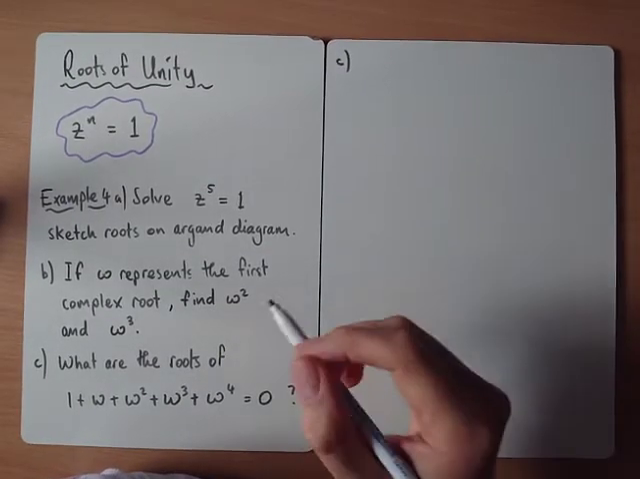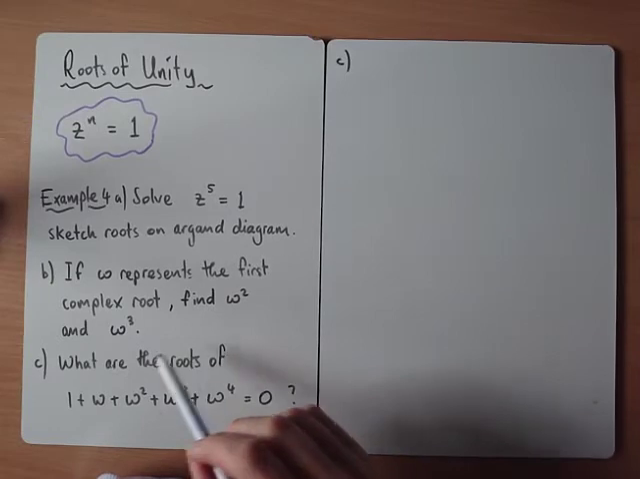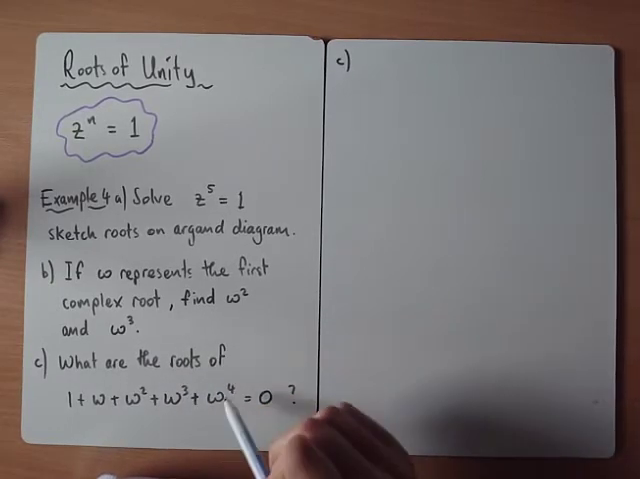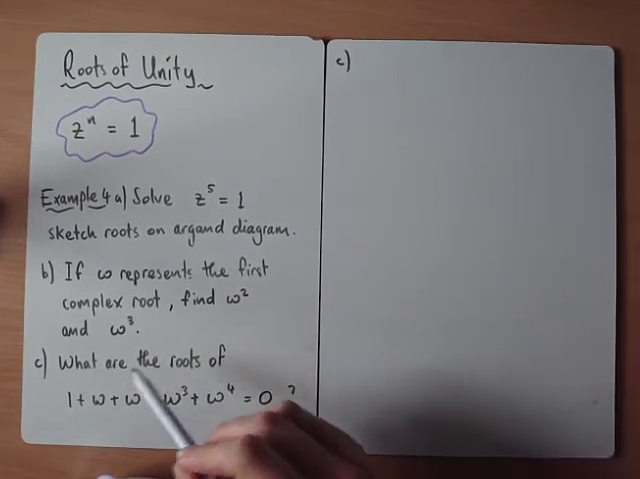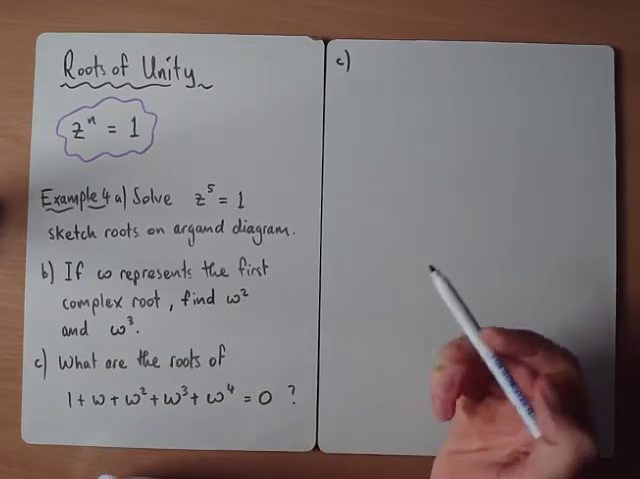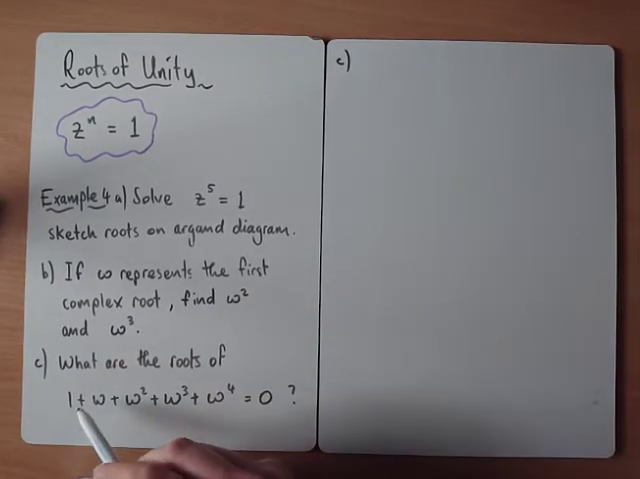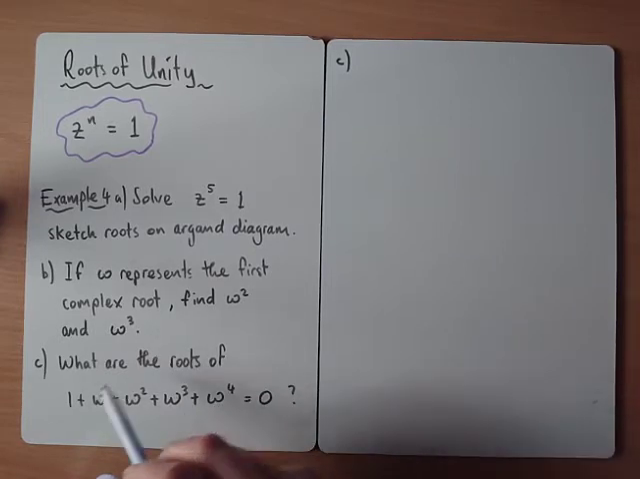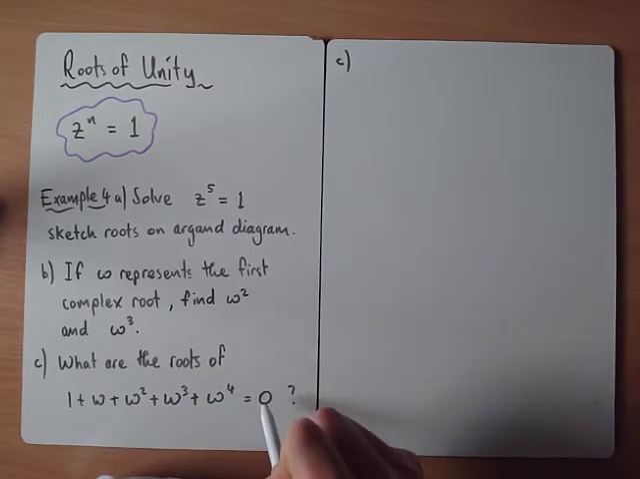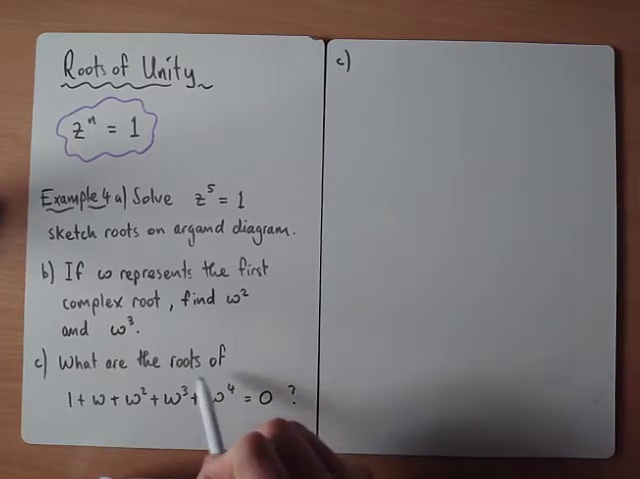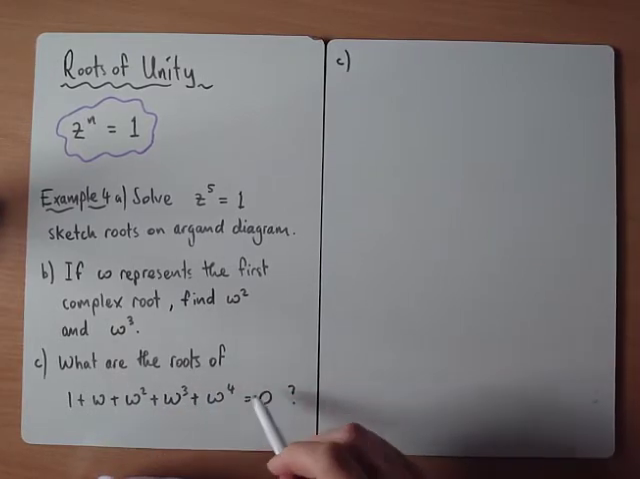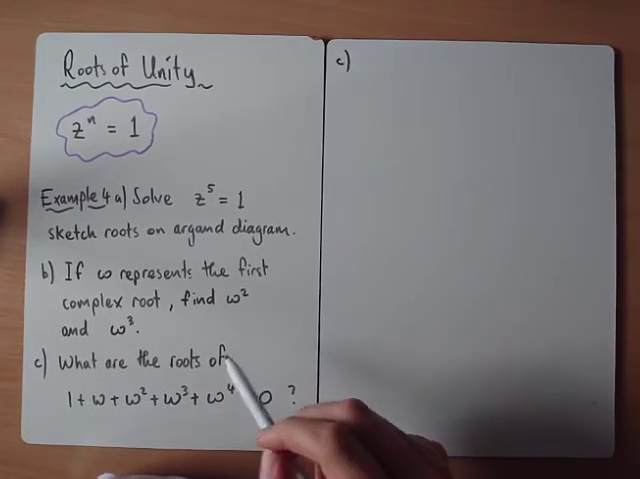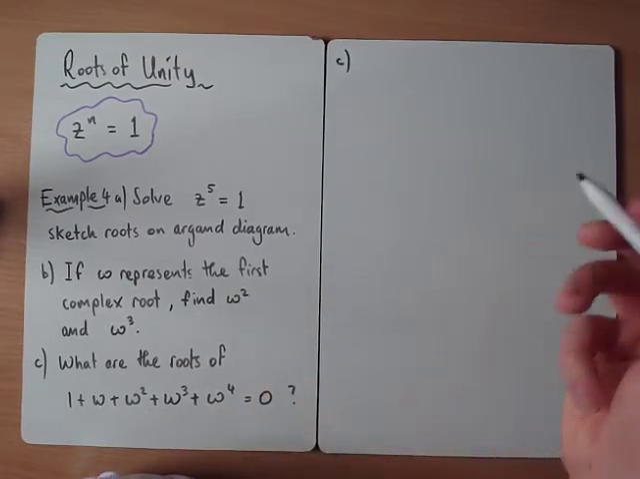The last part of this question is going to help us with some exam questions, because this is another very common theme that comes up on these questions. If we're being asked about 1 plus omega plus omega squared plus omega cubed plus omega to the 4, and we're asked when does that equal 0, essentially we're working with a quartic equation, and we're trying to find the roots of a quartic.